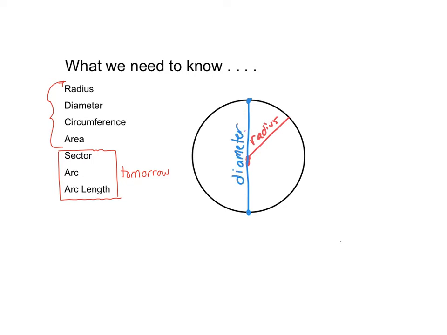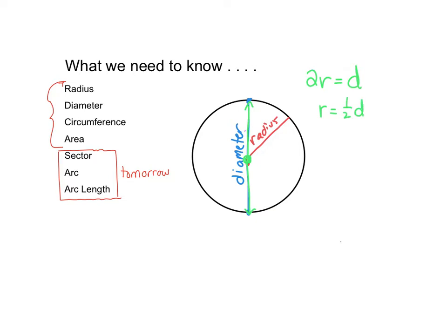And then we do need to know the relationship between the radius and the diameter. We can see from this diameter here that there is a radius on each side, which means that 2 radii equals 1 diameter, or you could say that the length of a radius is half of the diameter.